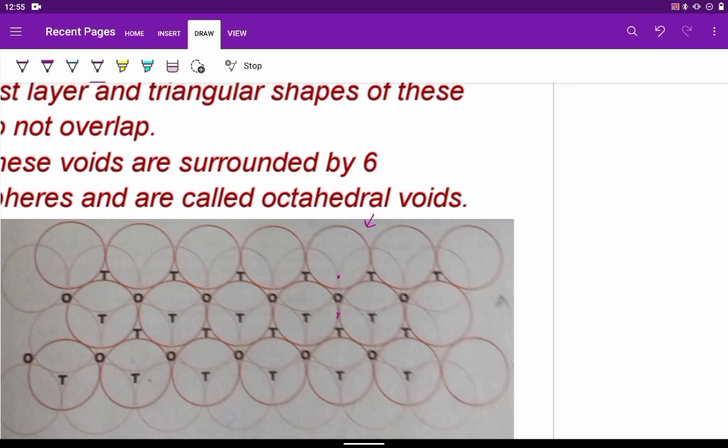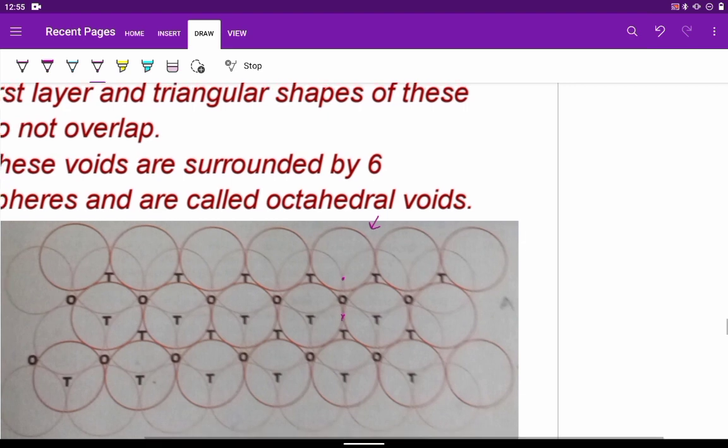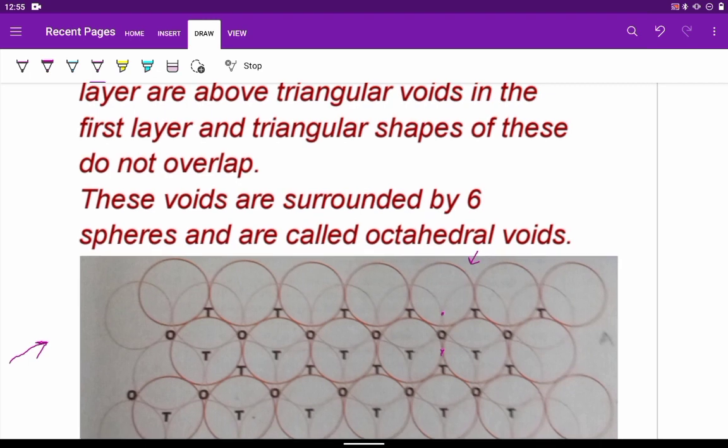The shapes of these voids are not overlapping. The voids are one above the other, but the triangular shapes of these do not overlap. These voids are surrounded by 6 spheres, total 6 spheres will surround them, and we call them octahedral voids.